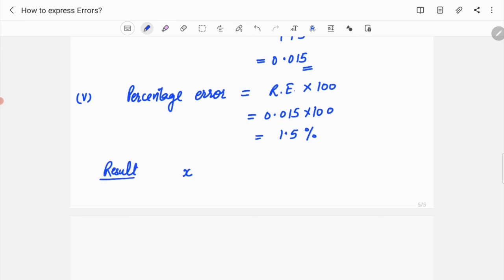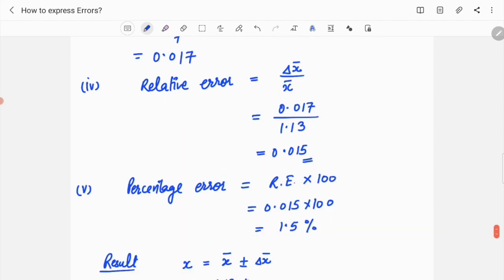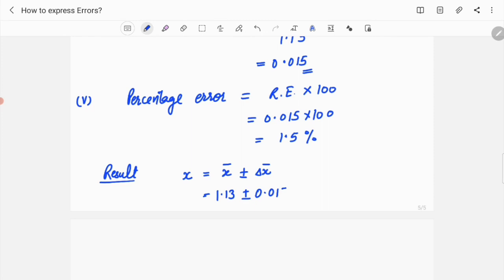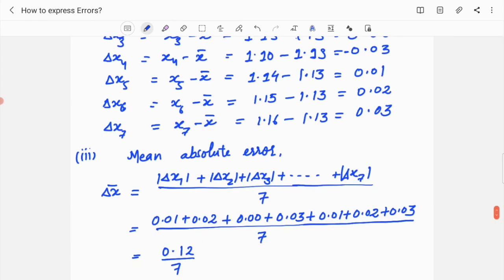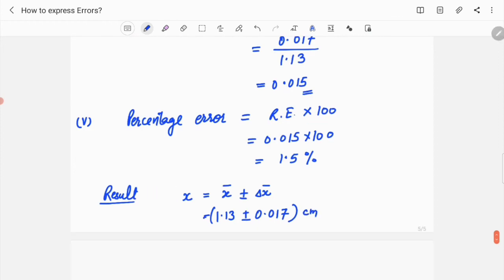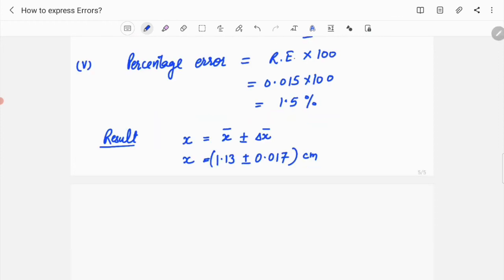Now we have to show our result in the form of percentage error and the mean absolute error. So the result will be x, that is, the physical quantity, whatever length it was, x bar plus minus delta x bar. It is 1.13 plus minus, and the mean absolute error was 0.017, and the length was given in, I think, centimeter. Let me check it out. It was in centimeter. Yes, so the final result will be this much centimeter.